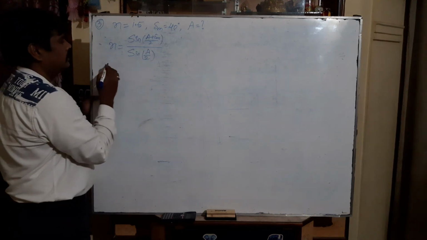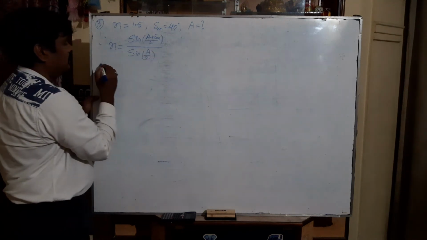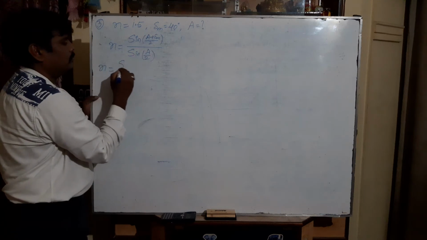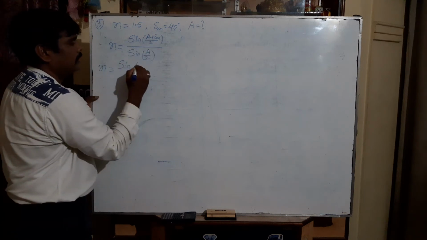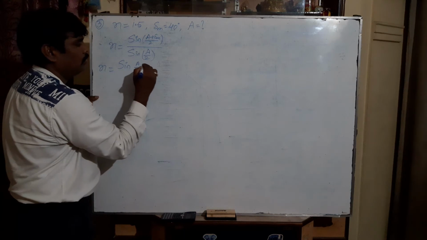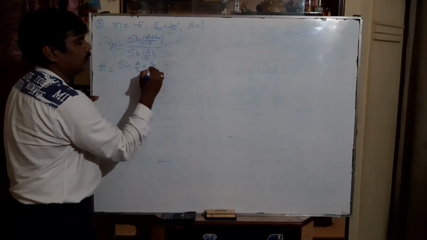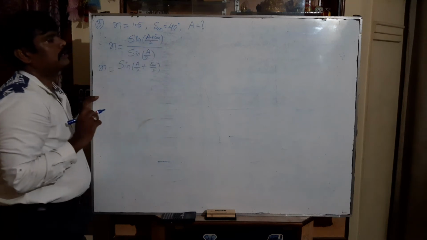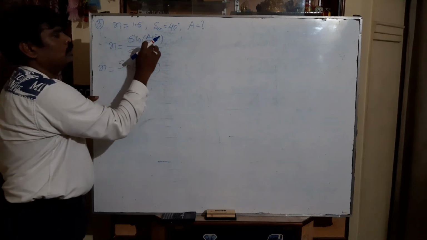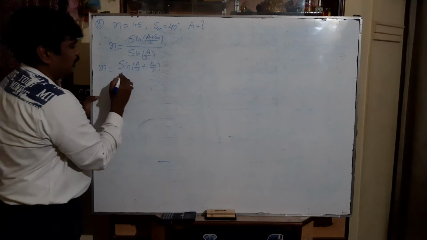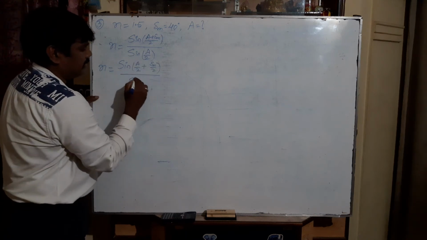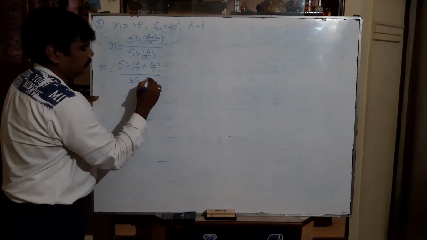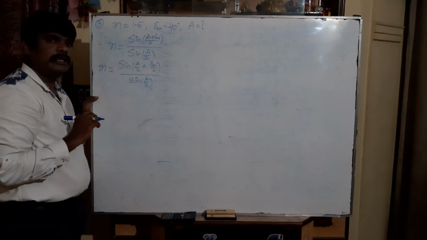So how to solve this? First we can split this value. n is equal to sine of (A by 2 plus delta m by 2). This 2 comes for both the terms, A by 2 and delta m by 2, and the whole is divided by sine of A by 2. No changes in the denominator.